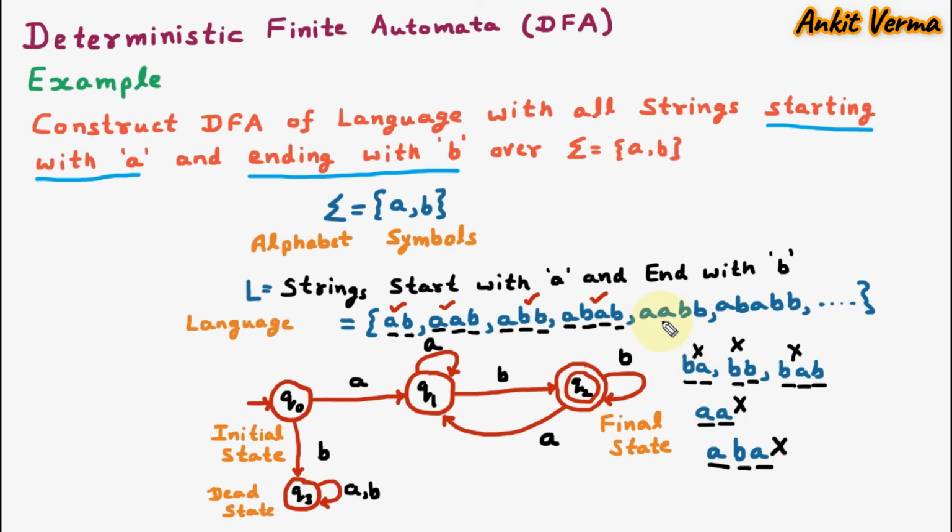If I take some other string just like AABB, so for the first A, from Q0 we are going to Q1, then for the second A, from Q1 we are going back to Q1, then for B, from Q1 we are going to Q2, then for the next B, we are going from Q2 again back to Q2. This is the final state. So after processing the complete string, this is accepted by the DFA. So here we have designed the DFA for the language where strings start with A and end with B.